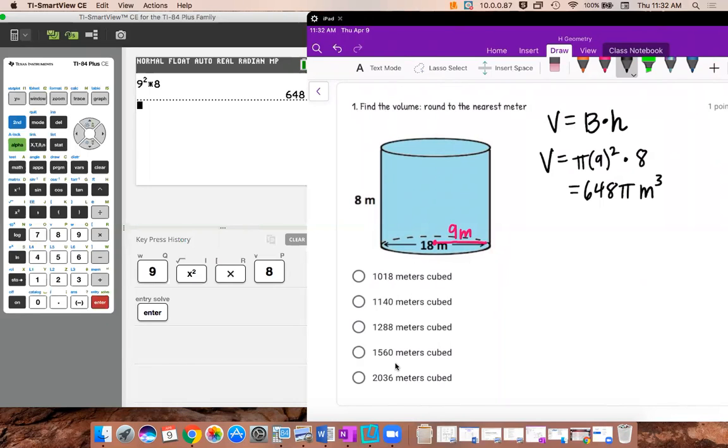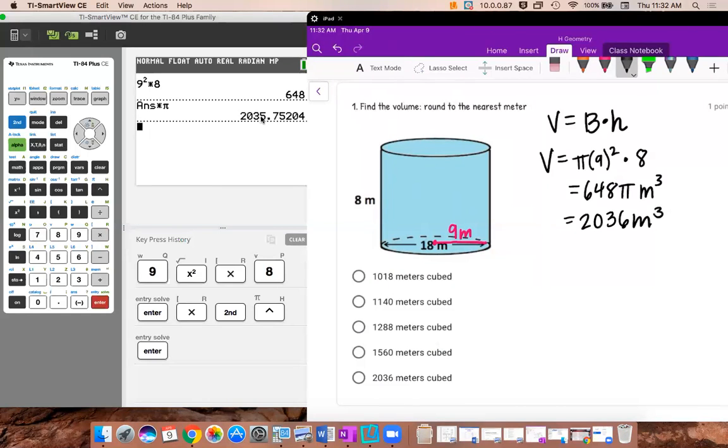Now, it looks like in this one, I wanted you to round to the nearest meter instead of leaving it exact. So then you're going to take that answer and multiply by pi. If we round to the nearest meter, the decimal is bigger than 5, so that rounds this one up. So it's really going to be 2,036 meters cubed. That should have been your final answer for this one.